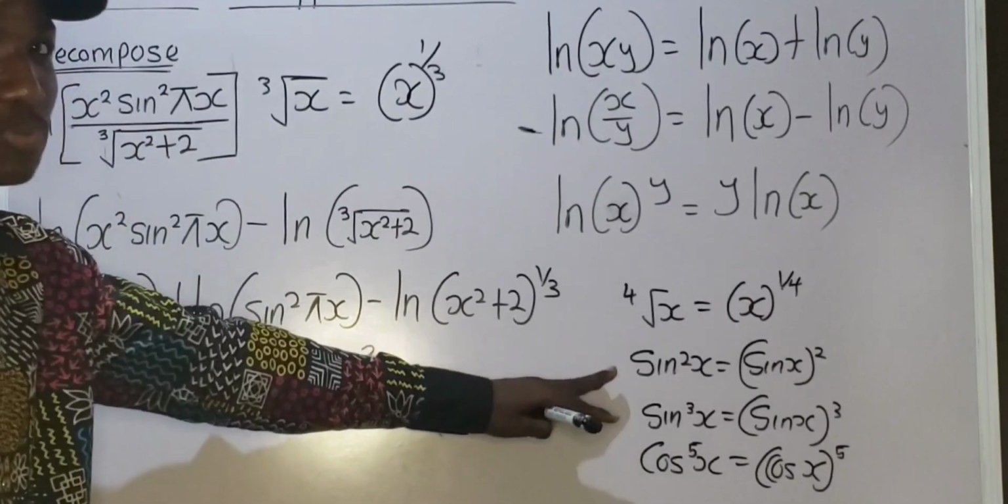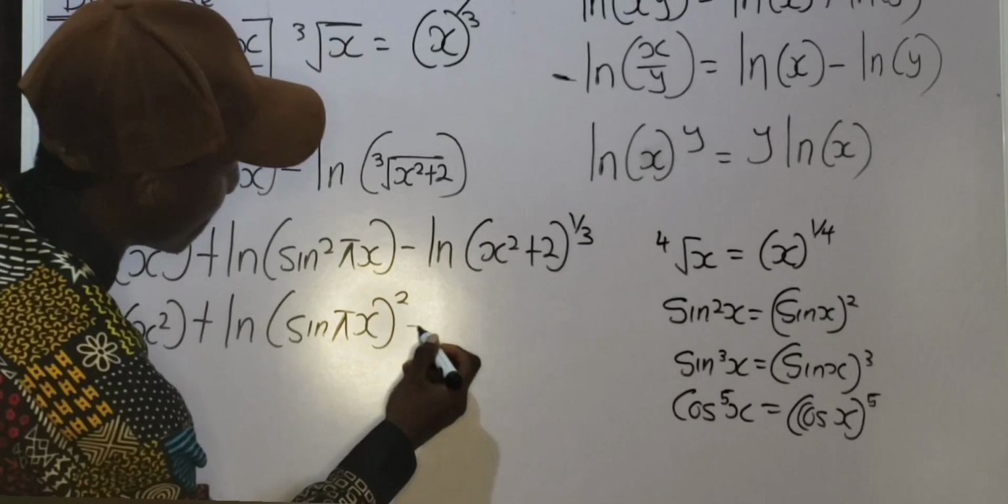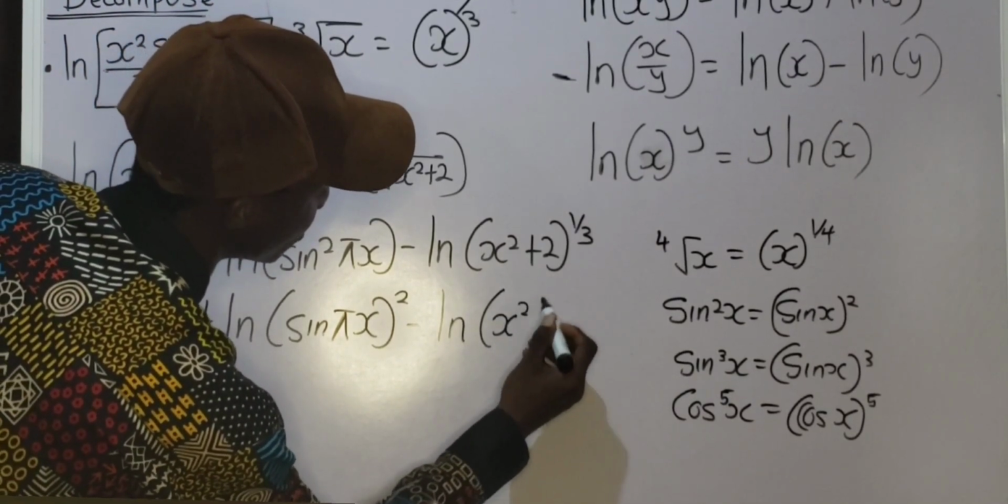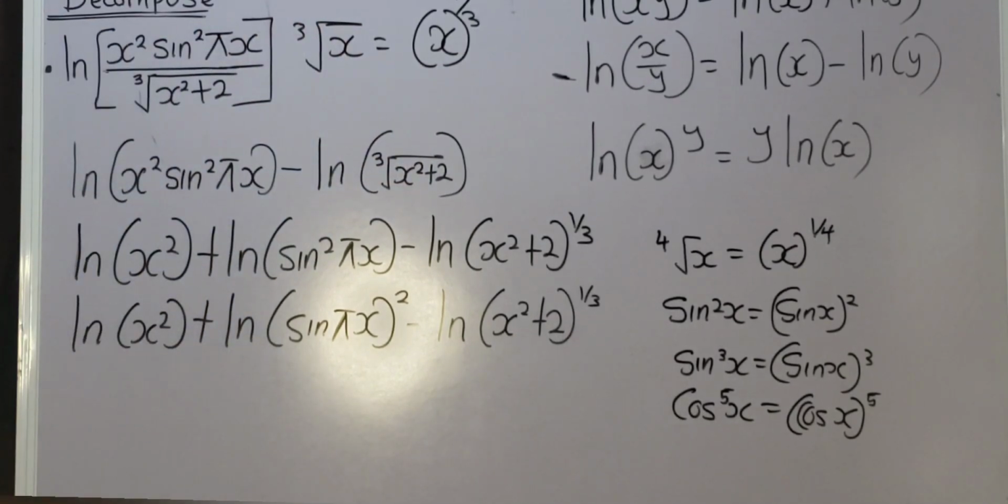Just like what I expressed here. Okay? So let us proceed. Minus ln (x squared plus 2) raised to the power of 1 over 3. Okay, we have gotten to this point.